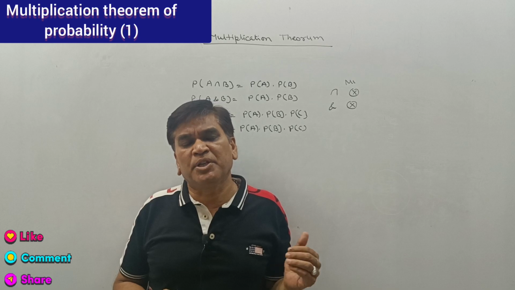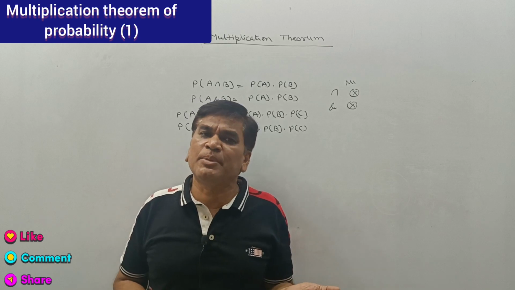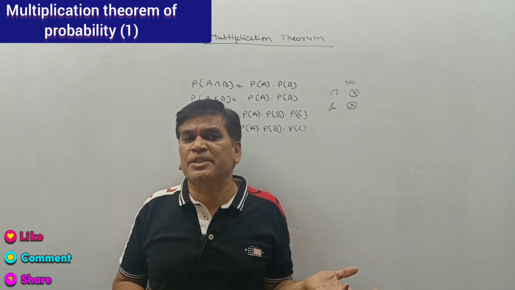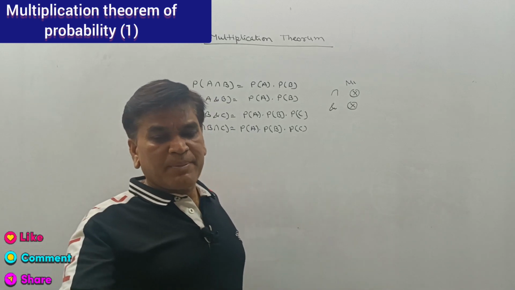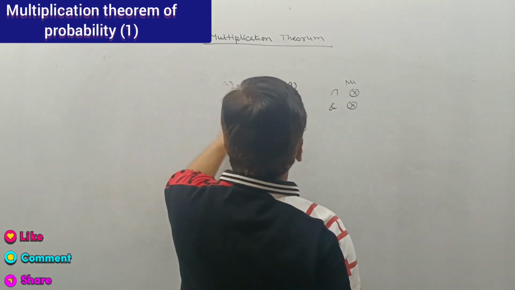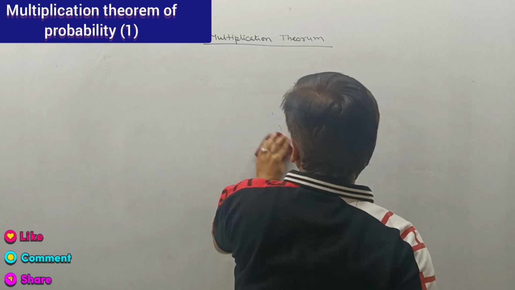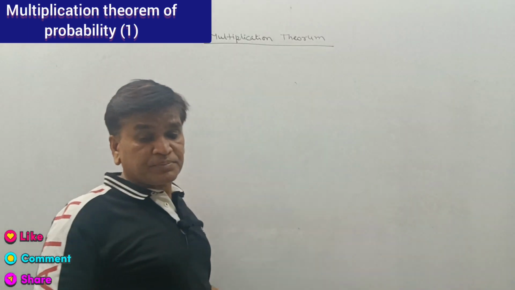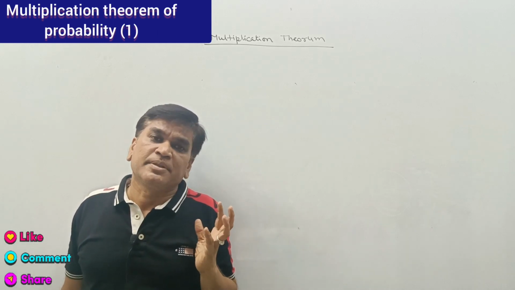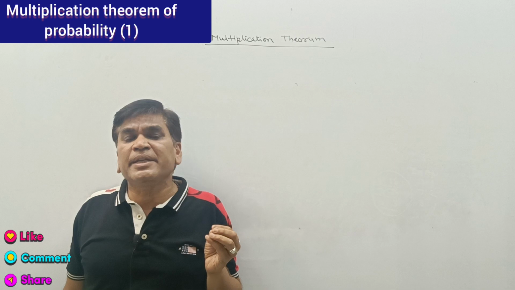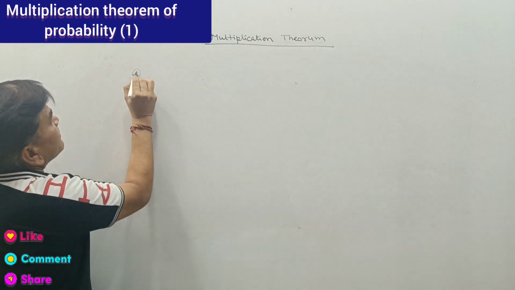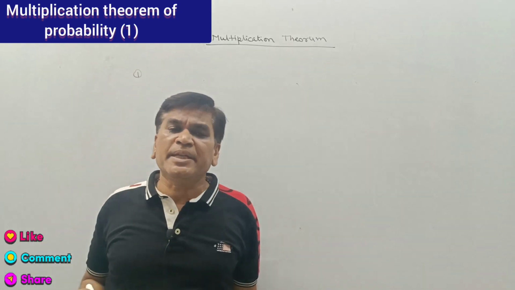In this video we will have some questions related to the multiplication theorem of probability, so you may learn how to use it. I have 5 or 6 questions in this video. The first question is, a coin is tossed 3 times. What is the probability of getting all 3 heads?